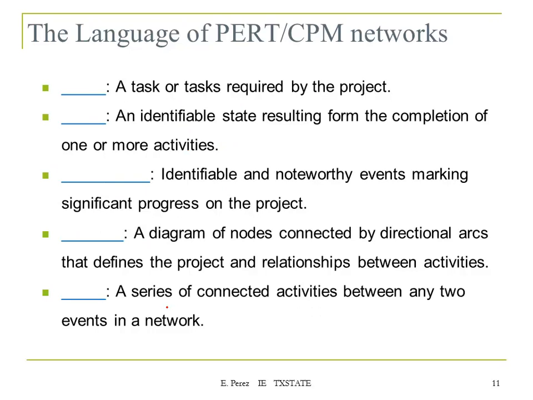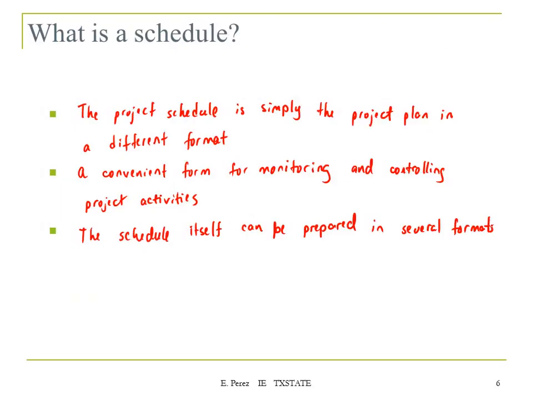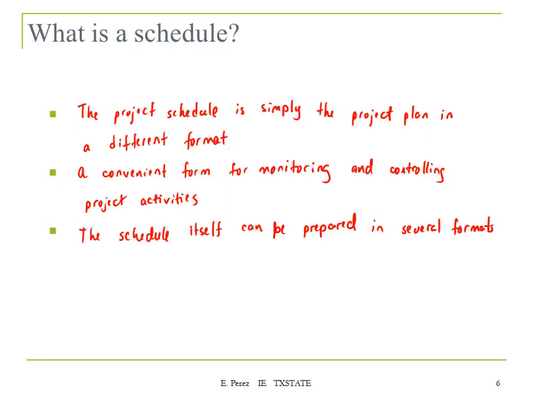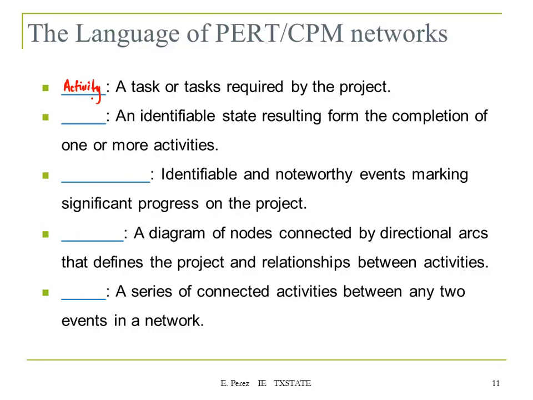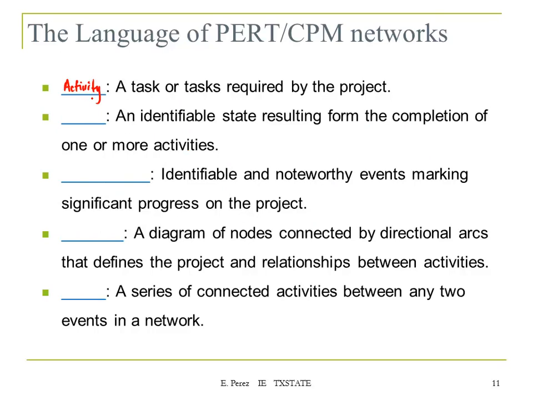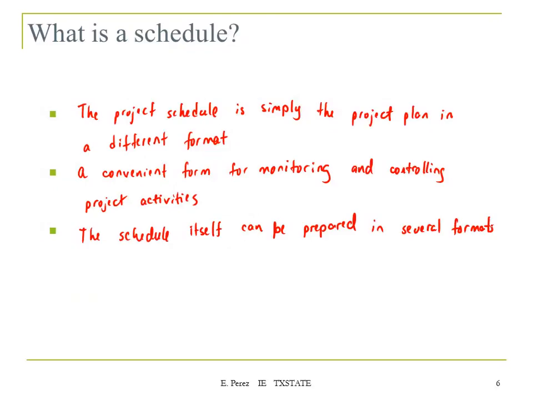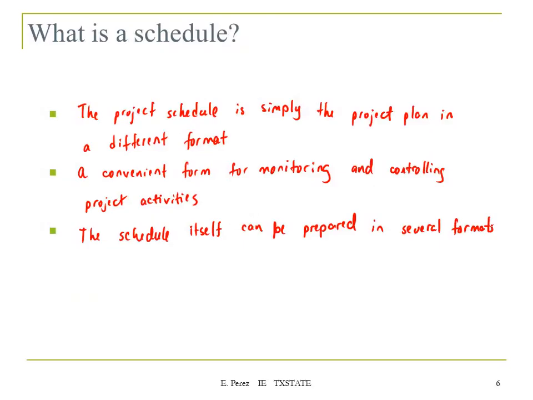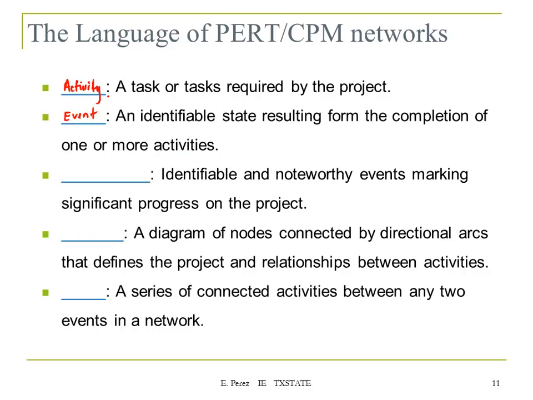First of all, an activity is a task or tasks required by the project. So remember, when you define these work breakdown structures, you come up with level 1 tasks, level 2 tasks. Those are the activities that you're going to be taking into account for your schedule. An event is an identifiable state resulting from the completion of one or more activities.